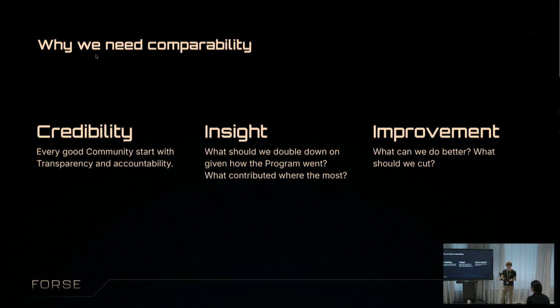Then we need insights, like what should we double down on given the program, how the program went. So next season, do we want to fund more gaming? Do we want to fund more AI agents? What do we want to fund? And then for the improvement, what can we do better later on? So retrospective insights.